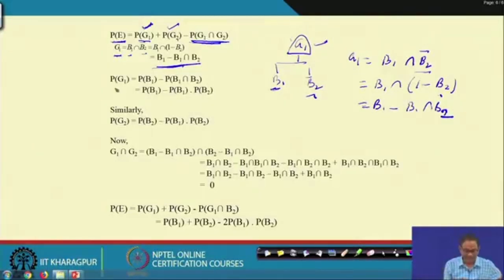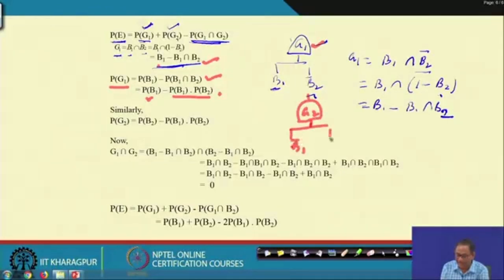As a result, when writing P(G1), you write P(B1) minus the probability of B1 intersection B2. As they are independent, the intersection is P(B1) into P(B2). So, the first gate probability is quantified. Similarly, G2 is also an AND gate, and you will find that B1 bar and B2 are the input. B1 bar is 1 minus B1, and B2 is B2. With a similar derivation, you get P(G2) equal to P(B2) minus P(B1) into P(B2). So, these two gates G1 and G2 are quantified.